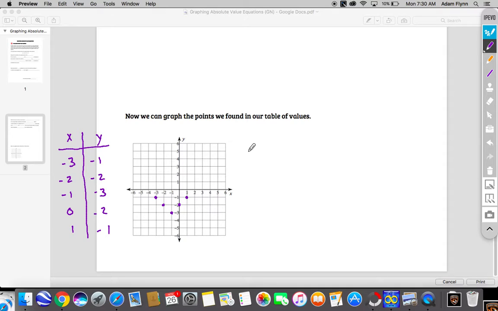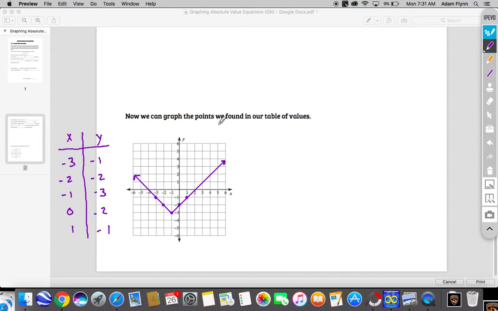Notice how they form this V right here. When we're dealing with linear absolute value equations, they will always form this V. Okay, it could be an upside down V, but it will always form a V. Okay, so I will connect these points right here. And then I will connect this side over here. And last step, I'll add some arrows because these go on forever. So this is our graphed absolute value equation.